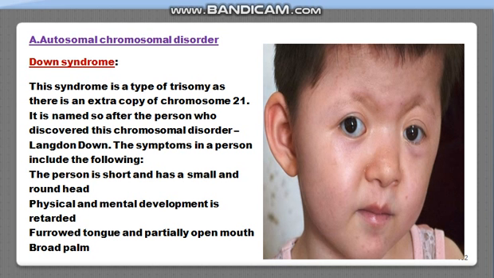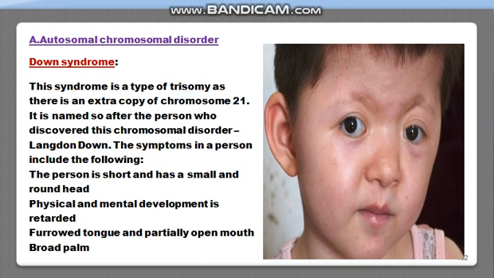First comes the autosomal chromosomal disorder, because the chromosomes of the autosomes are affected in this type of disorder. In this type, we will study the disorder known as Down syndrome. This is a child showing Down syndrome, and this syndrome is a type of trisomy, as there is an extra copy of chromosome number 21.